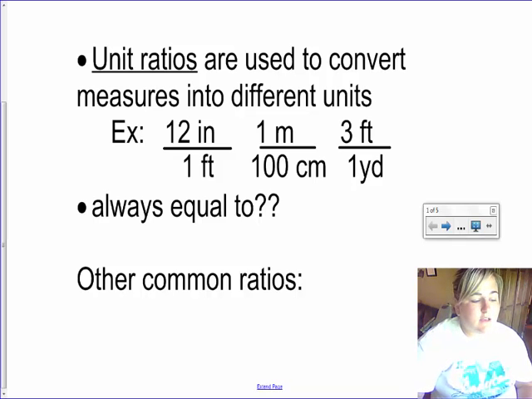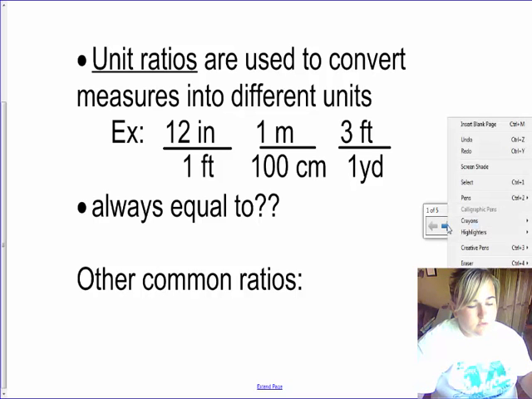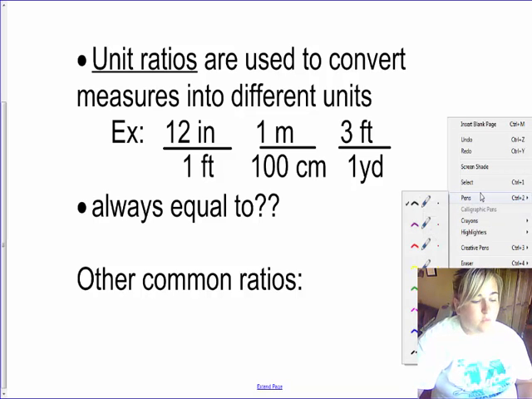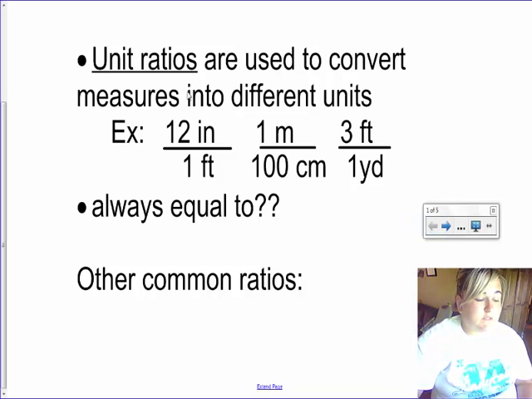Well, whenever we have 12 inches over 1 foot, those are the same thing. So because they're the same thing, each of these ratios is always equal to 1. And since we're using them to multiply, whenever we multiply by 1, it doesn't change our value, which is really nice. So we're not changing the value, but we're able to change units, which is going to help us do some of these problems.